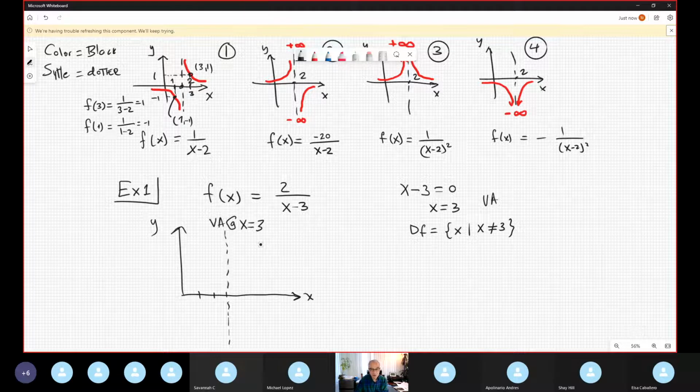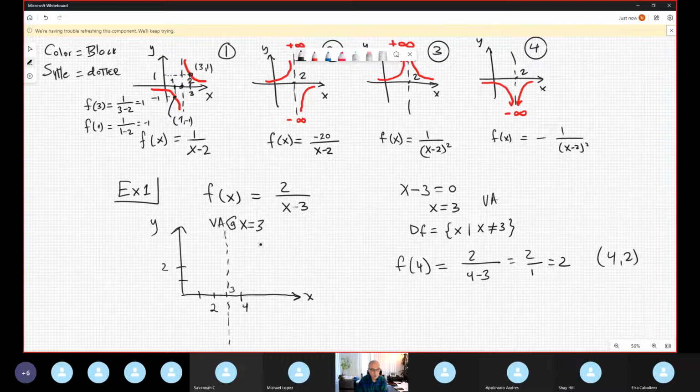And you evaluate before, this is 3, and after you evaluate 4, and you evaluate 2. Okay, so you take the original function notation, evaluate 4: 2 over 4 minus 3 is 1, and 2 divided by 1 is 2. And the famous point is the point (4, 2). And you plot that, 1, 2.